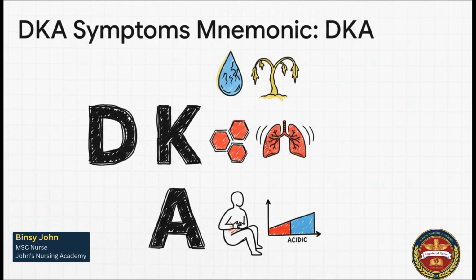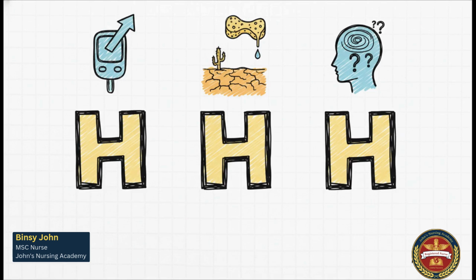And to really lock this in, just remember the mnemonic DKA. D is for dehydration, because they are dry. K is for ketones and Kussmaul respirations, that fruity breath and deep, fast breathing. And A is for abdominal pain and acidosis. So if an NCLEX question gives you a young diabetic with belly pain and a pH less than 7.35, ding, ding, ding, it's DKA.